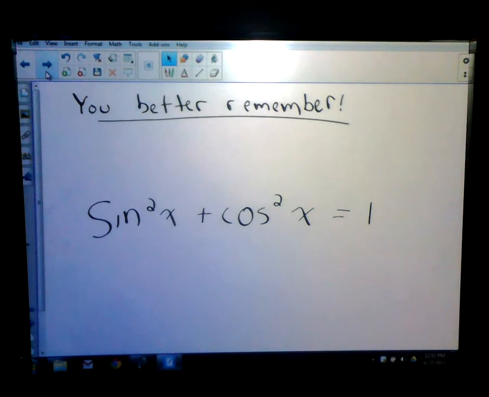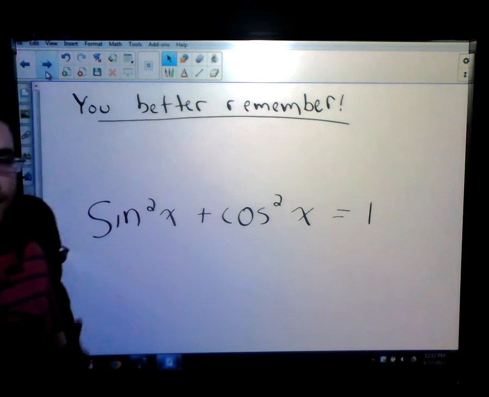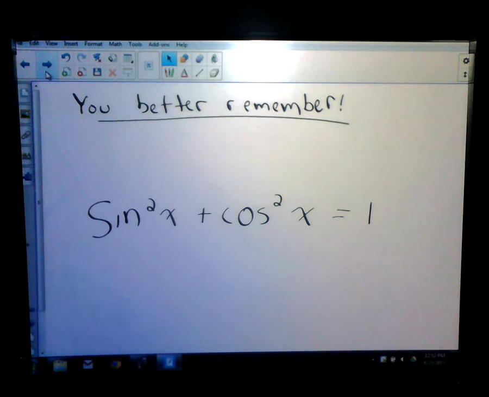You also better remember this: sine squared plus cosine squared equals 1. It doesn't come up often, but when it does, you have to know it. It's something you need to know off the top of your head.